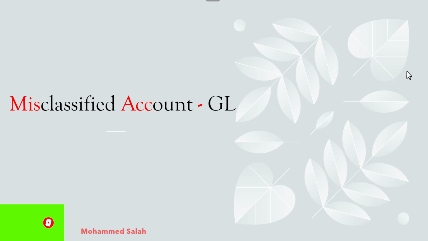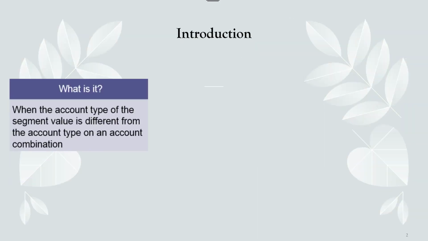What is a misclassified account in General Ledger Oracle Cloud? The key concepts highlighted in this video are: an account is misclassified if the account type of the segment value is different from the account type of an account combination that uses that value. If you assign an incorrect account type to a natural account segment value, accounting entries are recorded incorrectly and financial statements are inaccurate.